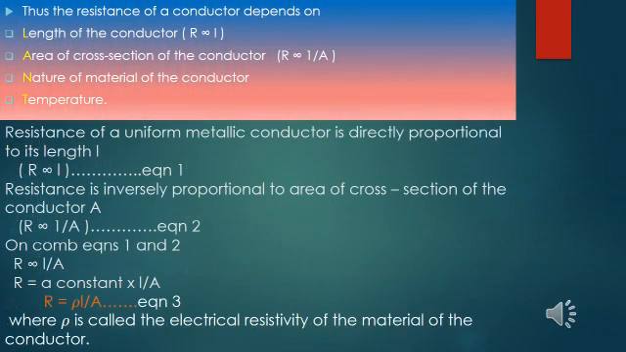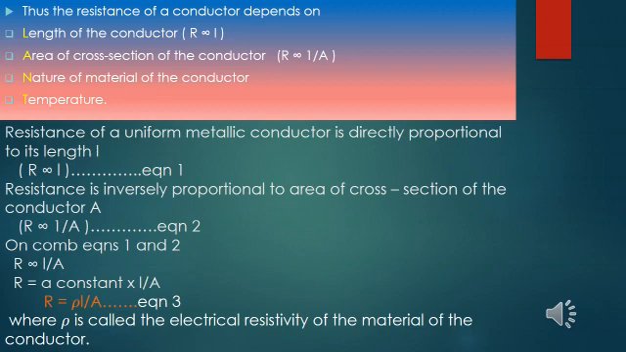In the previous slide, we discussed the factors affecting resistance. The resistance of a conductor depends on the length of the conductor, that is R is proportional to L. More is the length of the conductor, more is the resistance, and vice versa. It depends on the area of cross-section or thickness of the conductor, that is R is inversely proportional to area of cross-section. That means higher is the thickness of a conductor, less is the resistance offered by it, and vice versa. Third, it depends on the nature of the material of the conductor. The resistance offered by different materials is different. Also, it depends on temperature.